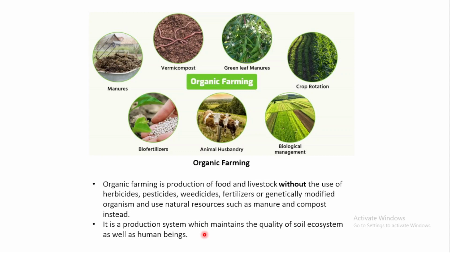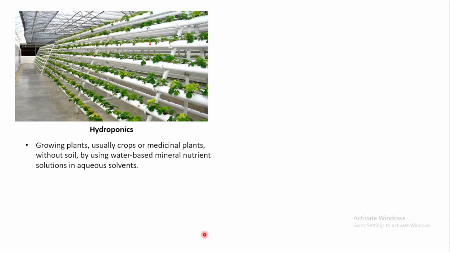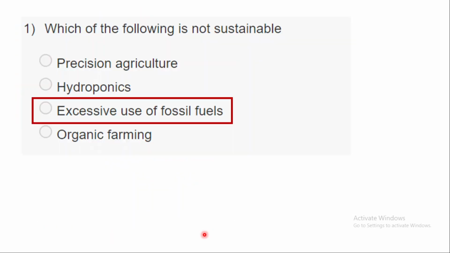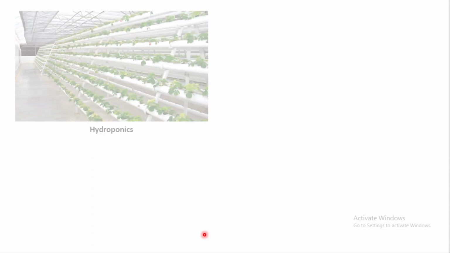So now we have learned about three different techniques: hydroponics, precision agriculture, and organic farming. And all three are very sustainable, while dependence on fossil fuels, which was the correct answer for this question, is not sustainable. Excessive use of fossil fuels is not sustainable, right?